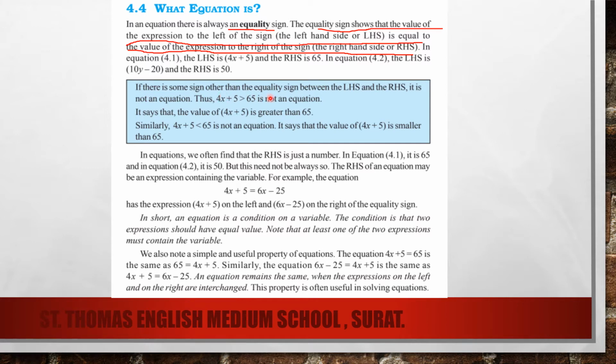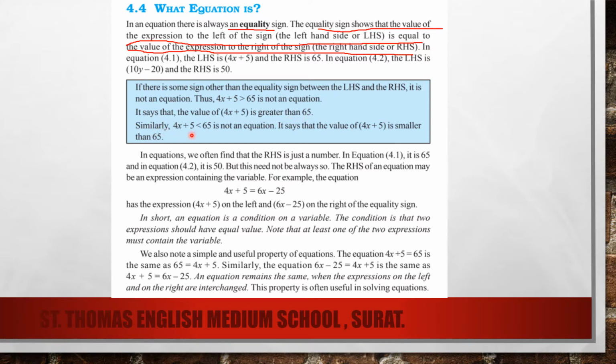What if there is some sign other than the equality sign between the LHS and RHS? Between LHS and RHS, if you see one equal sign, it is called an equation. But if there is some other sign other than equality, here you can see 4x plus 5 greater than 65. It is not an equation. Why? Between this LHS and RHS, you can see one greater than sign, right? It is not an equal sign. So we cannot say it is an equation. Clear?